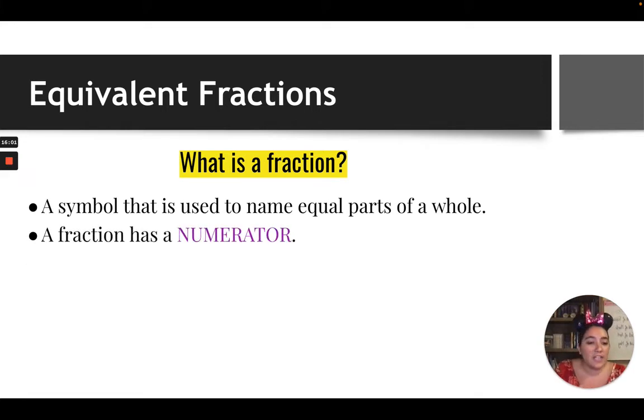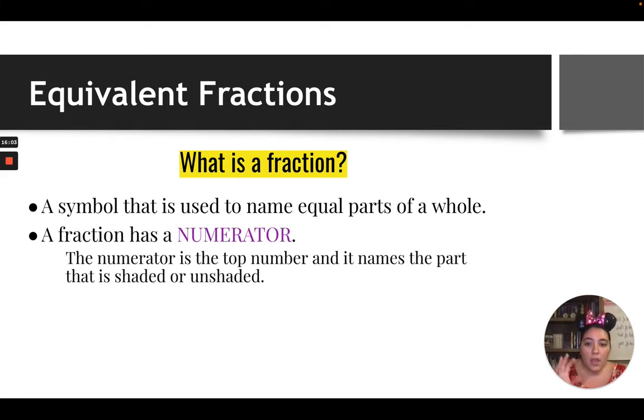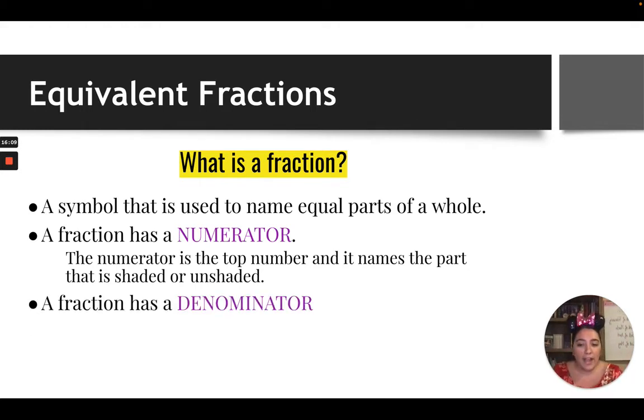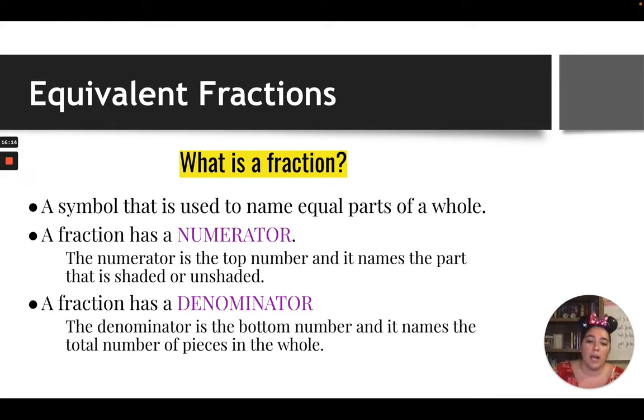All right, so a fraction has a numerator, and the numerator is the top number, and it names the part that is shaded or unshaded. A fraction has a denominator, and the denominator is that bottom number. It names the total number of pieces in the whole. So you got that numerator on top, that denominator on the bottom, representing those different things, and we're going to practice that, okay?